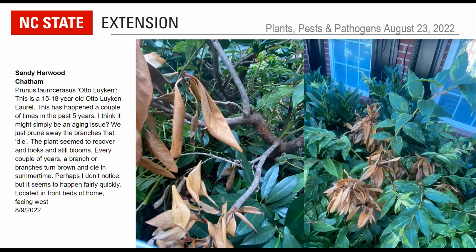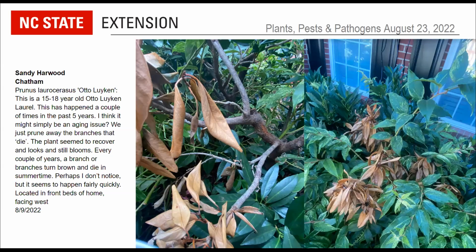So we have Sandy Harwood, Chatham County, who gave us these photos of her Otto Luyken cherry laurel, which first of all, congratulations, because I believe it is the only Otto Luyken cherry laurel in the state of North Carolina that doesn't have shot hole. It's pretty ubiquitous. Looks like insect feeding, but it's not. It's a disease process usually that causes spots that then drop out as the host reacts.